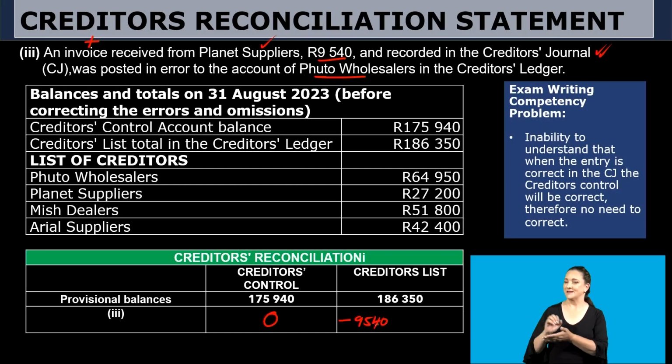9540. We subtract it from Puto. And then we must now record it to Planet Suppliers. So we come, then we say an invoice is a plus 9540. The effect, therefore, is 0. Okay? So it will have no effect at the end of the day. That's why you see the 0.